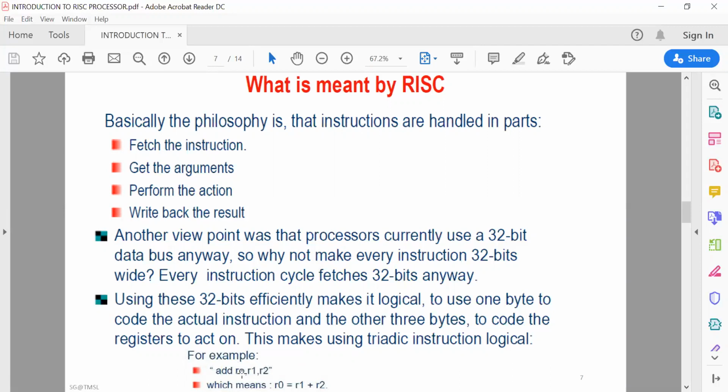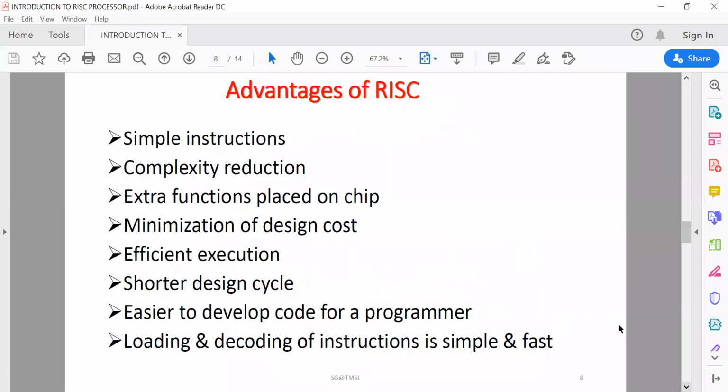So add r0, r1, r2 means that the value loaded into r0 equals the content of r1 plus the content of r2. Two registers must be added, and the result will be stored in the r0 register. That is a simple instruction used in the RISC architecture. Now there are different advantages of RISC architecture, so I will discuss them one by one.